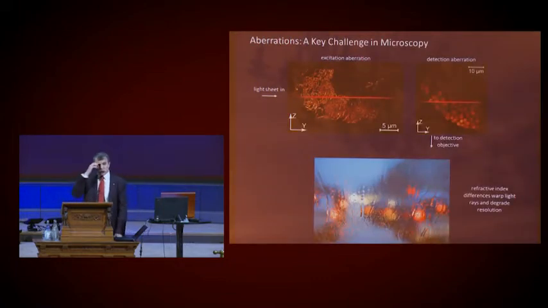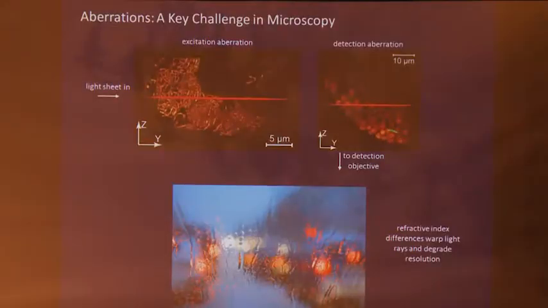So the problem with extending any microscope technique from single cells into embryos or tissues is that these tissues are not uniform in their refractive index. So the light rays get scrambled, in this case the light sheet gets scrambled going in, and likewise on detection the light is scrambled so only the cells closest to the detection objective are clear. It's the same problem you have when you have water on your windshield and you haven't turned on your wipers.